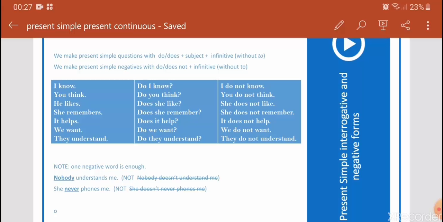They understand in the affirmative form. Do they understand, question form. They do not understand, negative form. We have one note here.